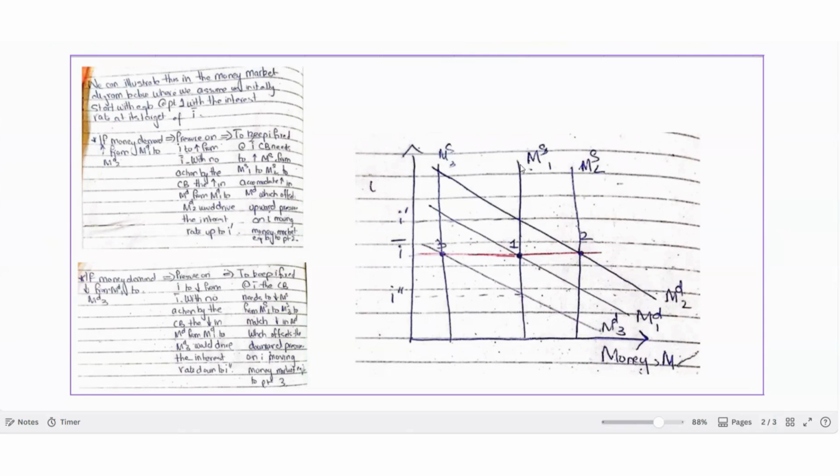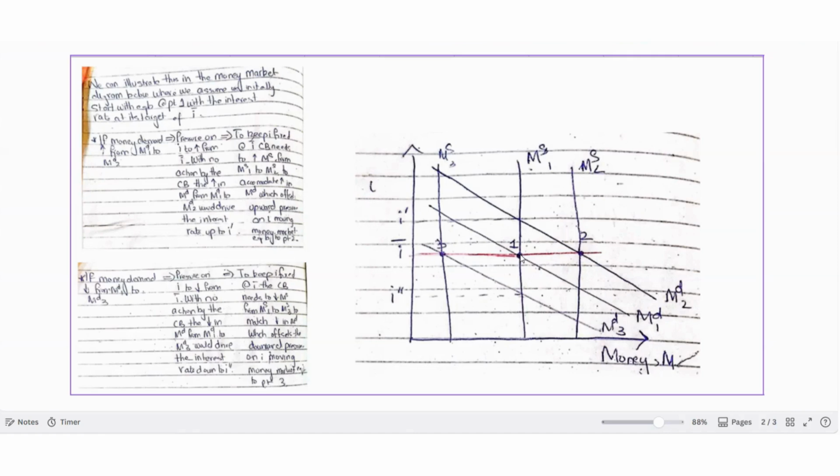If the central bank does not change the money supply curve, then we know if money demand increases from MD1 to MD2, the interest rate would increase to I prime. So now to keep I fixed at I bar, the central bank will increase the money supply from MS1 to MS2 to accommodate the increase in money demand from MD1 to MD2. And this will offset the upward pressure in I, moving the money market equilibrium to point 2.